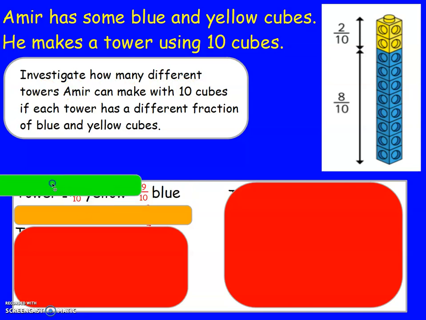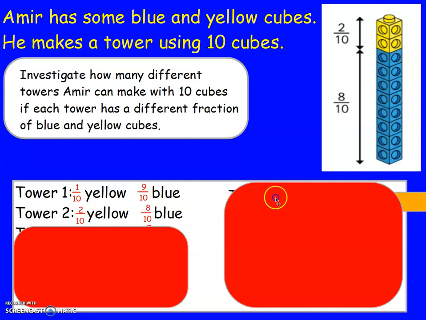Let me show you an example. So tower 1 could possibly have 1 tenth yellow and 9 tenths blue. That would be one way that Amir could make a tower. Tower 2 could have 2 tenths yellow and 8 tenths blue, just like we see here. I want you to pause the video and see if you can write down how many other towers you think Amir would be able to make. So pause the video and in your book see if you can investigate how many towers he will be able to make.